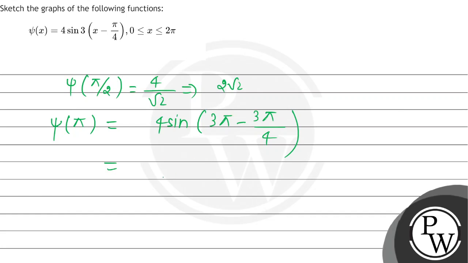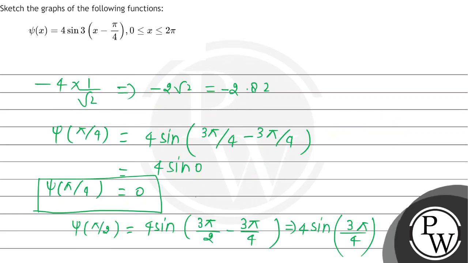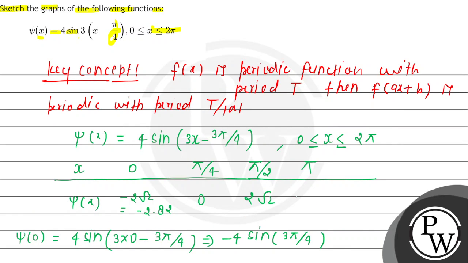So finally we can write it as, here we'll get sine 9 pi by 4. So sine 9 pi by 4, pi by 4. So value of sine 9 pi by 4 is 1 by root 2 again. Then we can say it will also be 2 root 2. 2 root 2 can be written as 2.82. So we can write either 2.82 or 2 root 2.